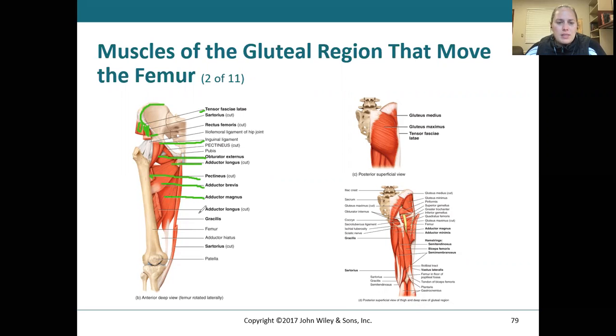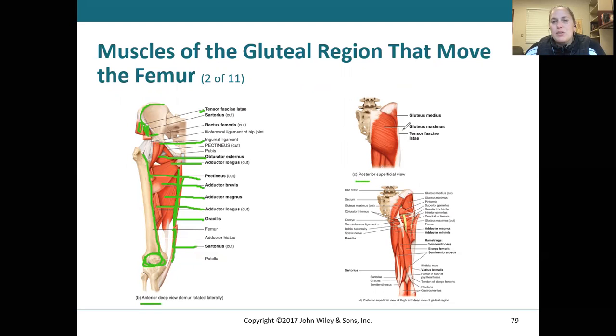Adductor magnus, adductor longus, and again, remembering what these parts of the names mean is important because it'll sometimes help you figure out where that muscle is located. Gracilis is also a small muscle running along the inside of the leg here. And then the sartorius is cut here, so you don't get the full extension of it. You can see things that might look a little more familiar here, like your patella and your femur. Okay, so this is your anterior deep view.